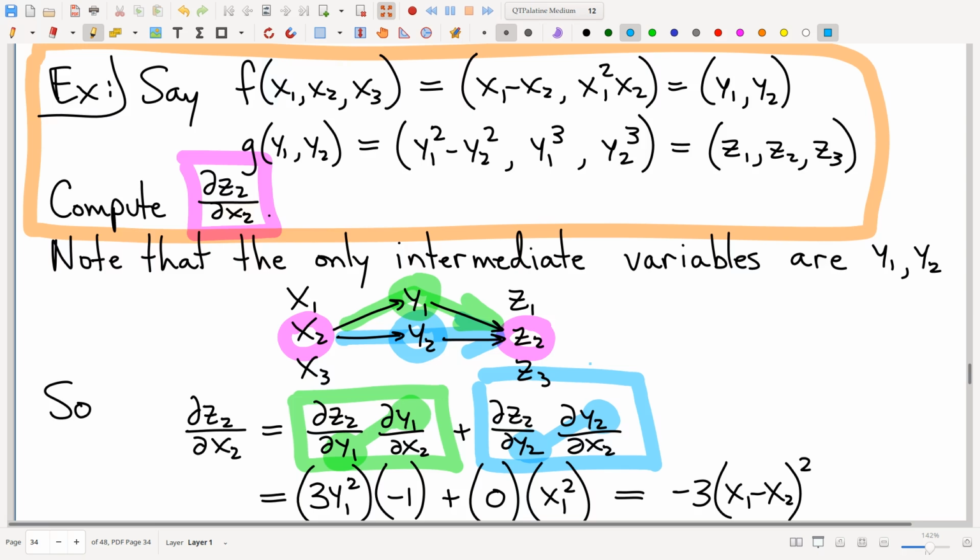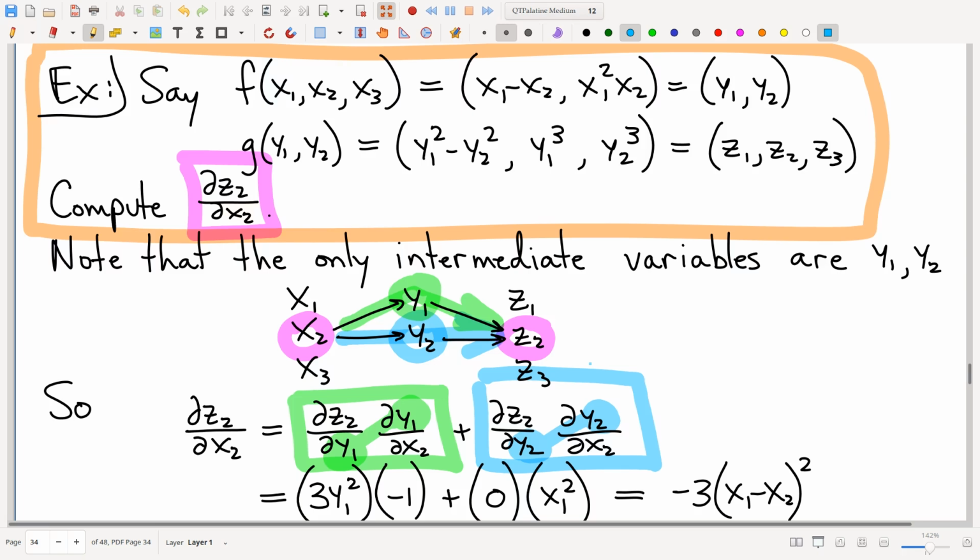That's right, because through every intermediate variable there is a path through which changes are going to be propagating. So we're taking the sum of all of the changes, the sum of all the paths through which changes can propagate. So here's your chain rule.